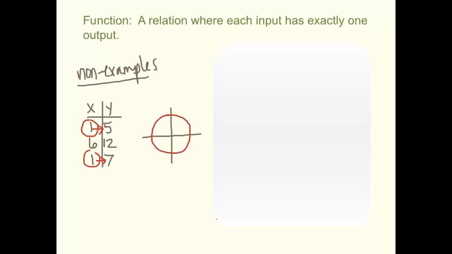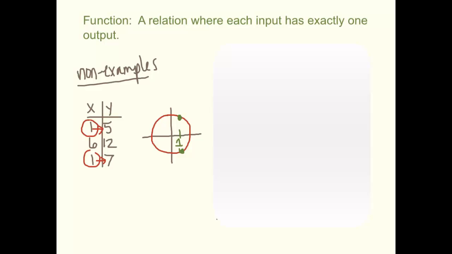The next non-example I'm going to give you is this graph of the circle. So in this example, there are inputs that go to more than one output. So for example, if I chose this point right here, let's call it 1. That's an X value, that's our input. 1 has a pair above it and below it. Because an X value, or an input of 1, has 2 Y values that are paired with it, or 2 outputs that are paired with it, this is not a function.